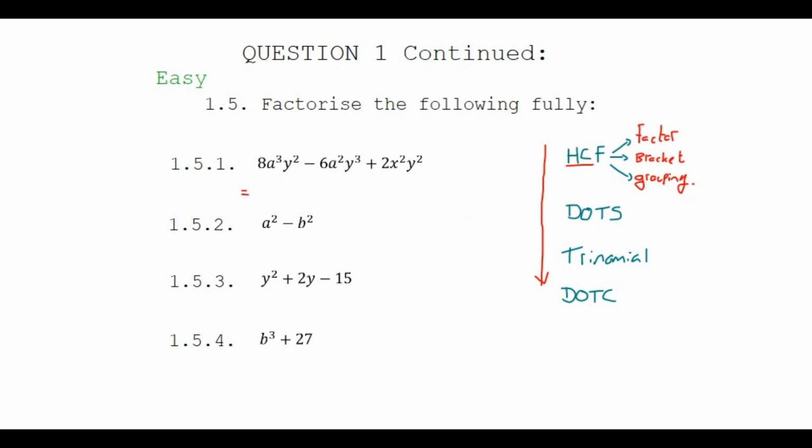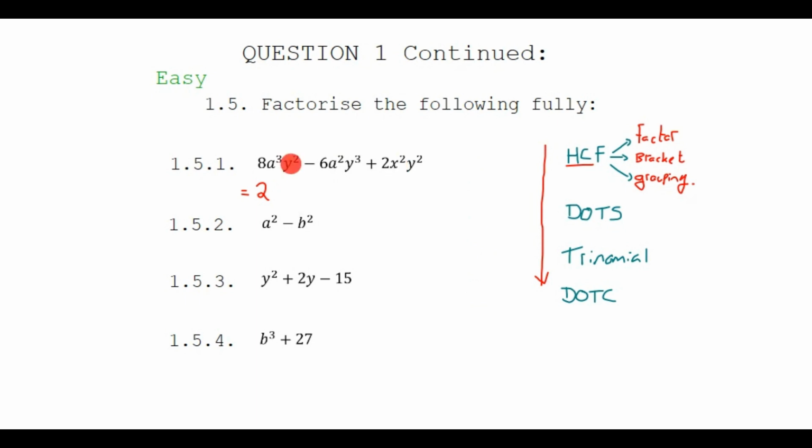Using what I just told you, we have to look for a highest common factor first. And let's look for a normal factor here. We have an 8, 6, and 2. Highest common factor there being a 2. We know we can take a 2 out now. And let's see what else is common. Well, we have an A, but no A. So we can't take that out.